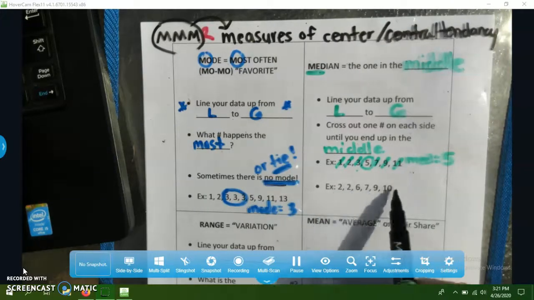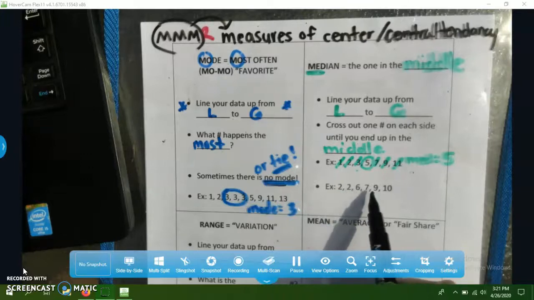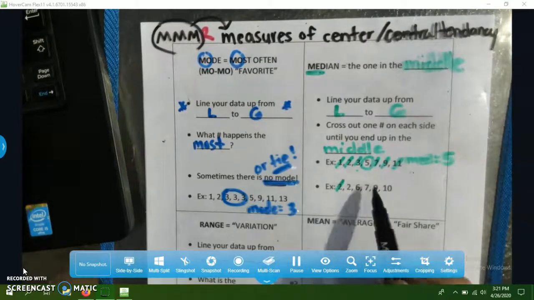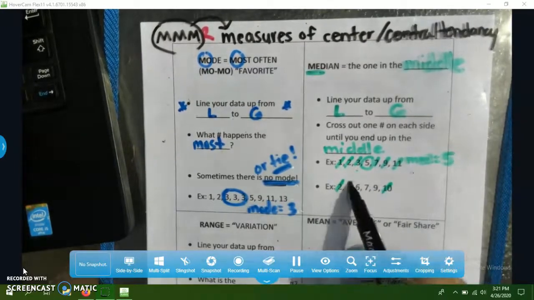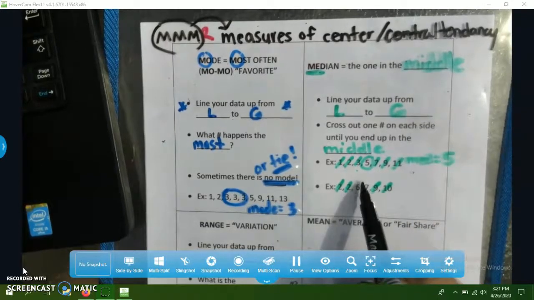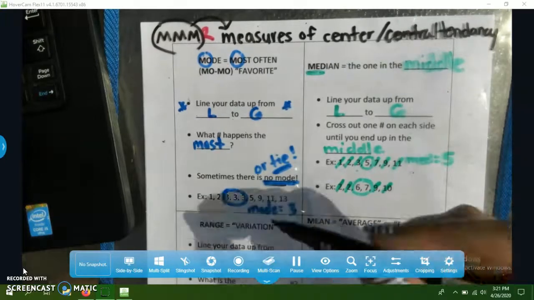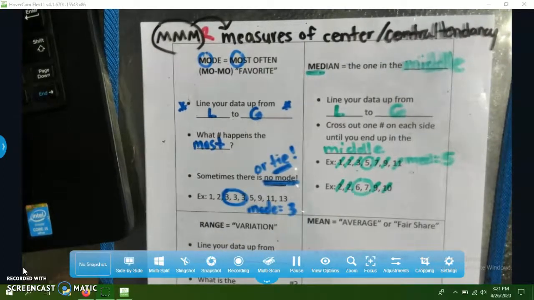First, we're making sure we're lined up least to greatest. 2, 2, 6, 7, 9, 10. And we go to cross out our partners. There's a set. There's a set. Now we're stuck with 6 and 7 in the middle. And unlike the mode, there cannot be two medians. So we do actually have to find the number that would be found directly in the center of 6 and 7.